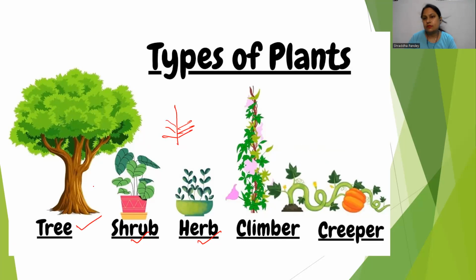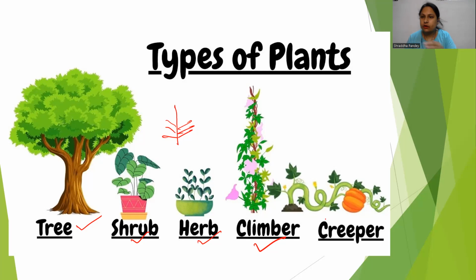Trees you must have seen. Trees are very tall, and at a certain height they develop branches, forming a canopy. It is big. That type of plants are called trees. Then there are certain plants which take the support of another object, any rod or wood or another plant, and they grow. Such plants are called climbers. Then there are some plants which creep on the ground.